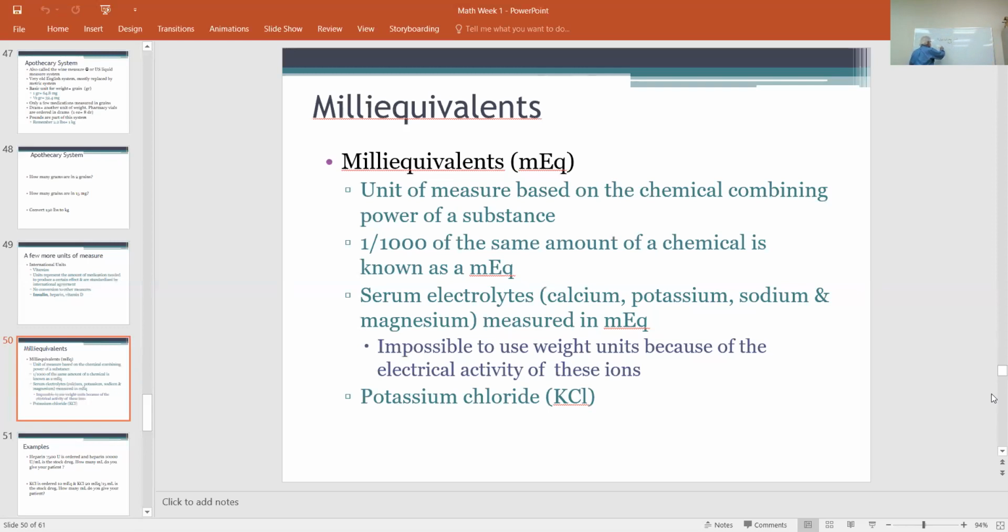Insulin is clearly one, penicillin and other antibiotics, streptomycin and others are given by units as well. Then we have something called the milliequivalent.